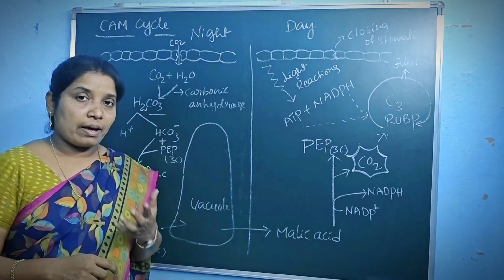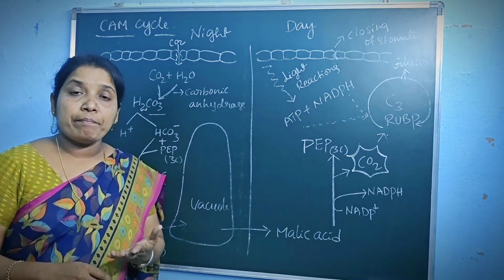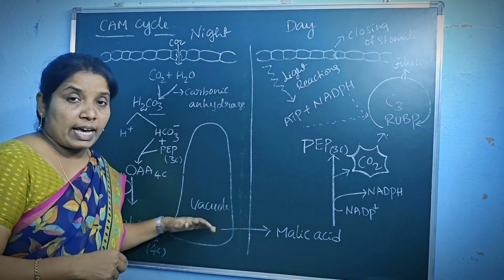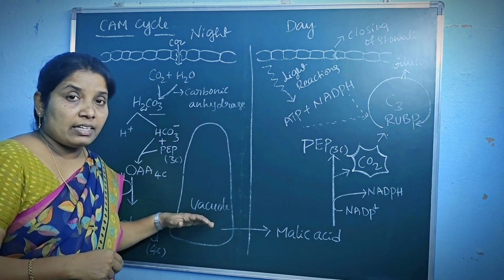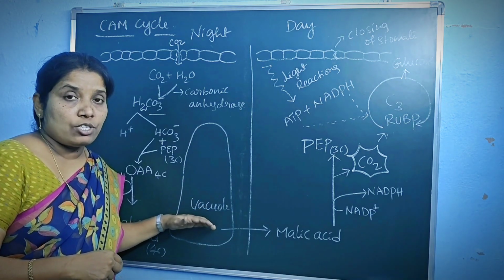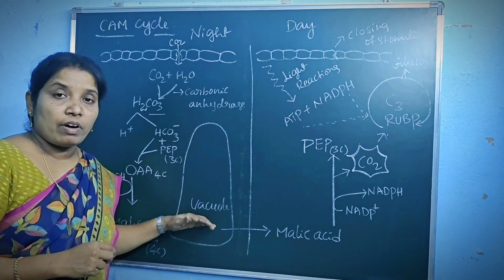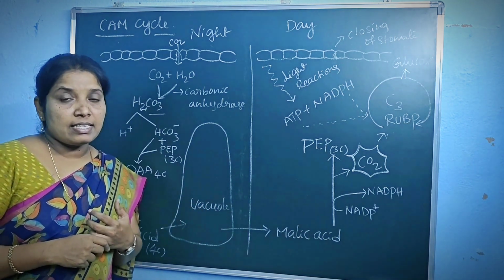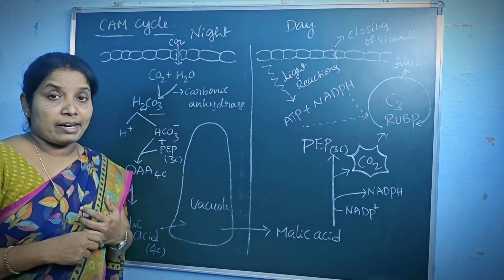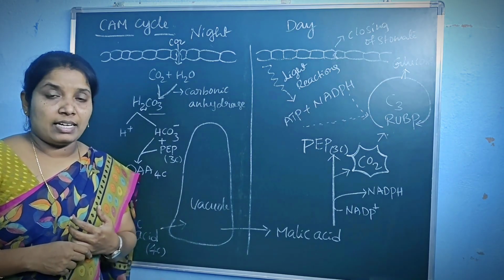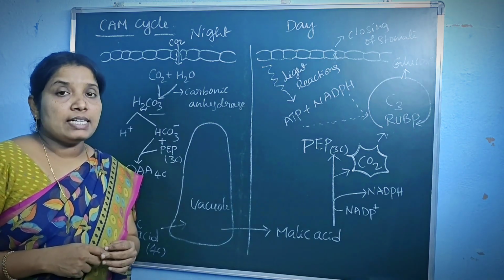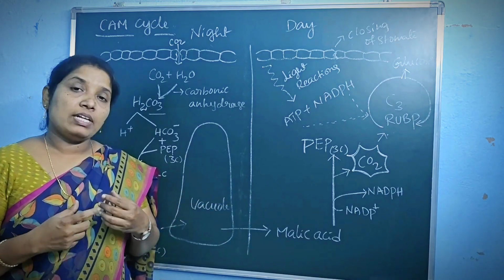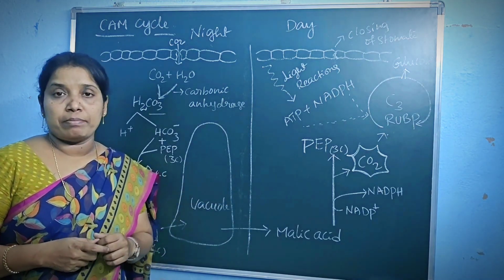Okay students, so CAM plants require more energy when compared to the C3 plants. Why? Because they have to store the organic acids the entire night and they need to transport these acids during the daytime. That's why they require more energy when compared to the C3 plants. So the CAM cycle is exhibited by many plants like pineapple, agave, cactus, etc. For succulents, this is obligatory. For other plants, this is facultative. Okay, so let's see the steps or reactions involved in the CAM cycle.